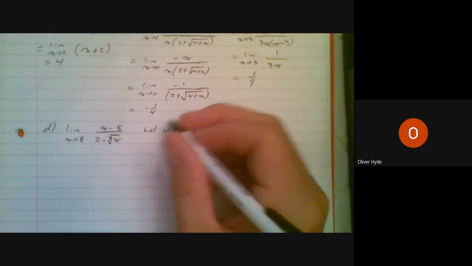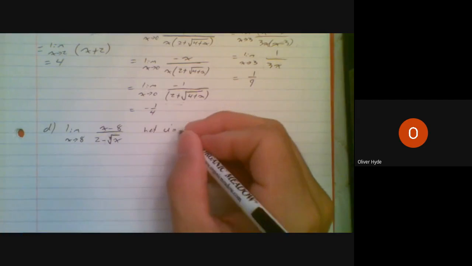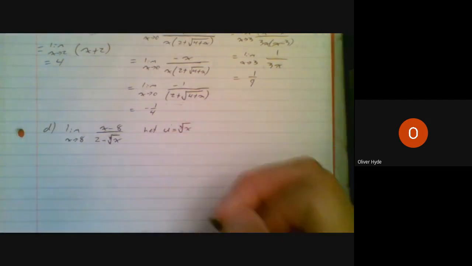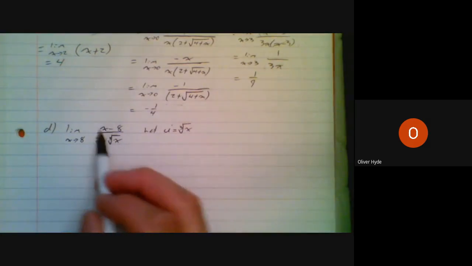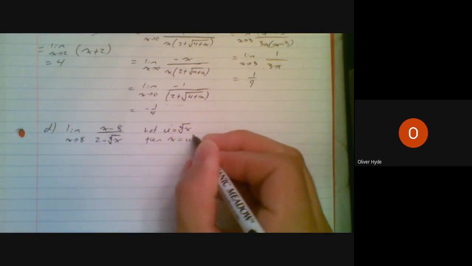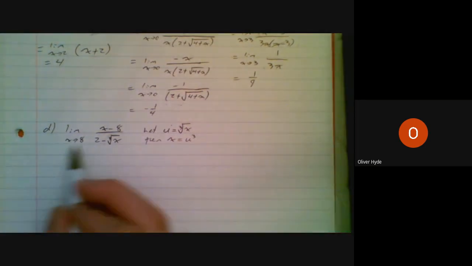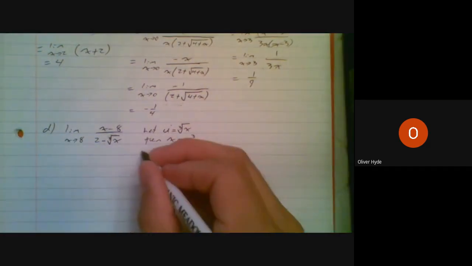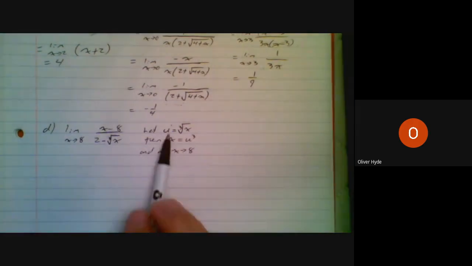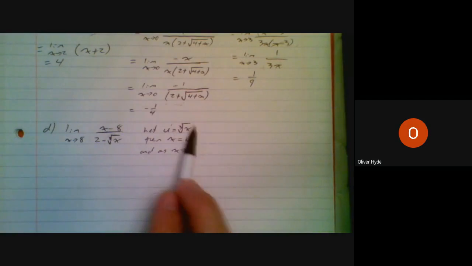Let u represent, what do I want it to be? Let's try the cubed root of x. I want to isolate for any other variable expression. That means that x would be u cubed. The other thing I need to do is communicate the change of the limit. And as x approaches 8, I'm actually taking a limit on here. As x approaches 8, the cubed root of x is going to approach 2.